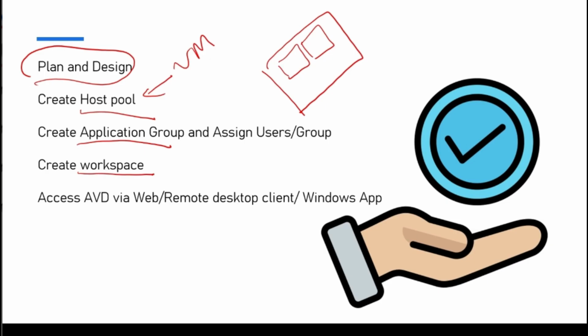Once you have done that, you can access your AVD using either of these methods: the web, the Remote Desktop client, and the Windows app. The Remote Desktop client is going to be deprecated, so the Windows app would be the recommended option.